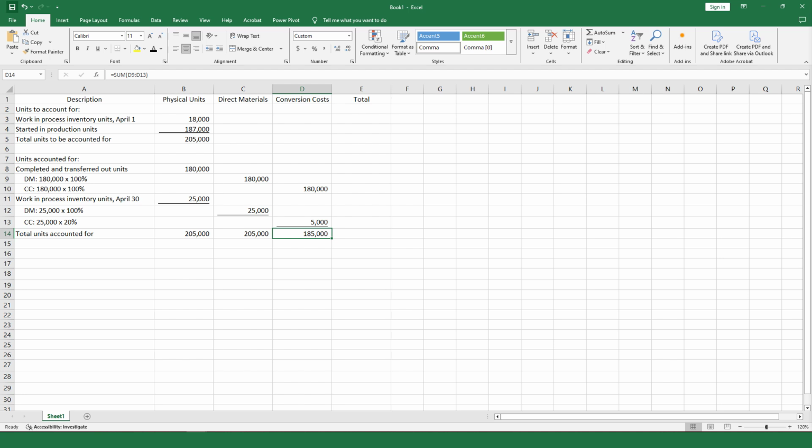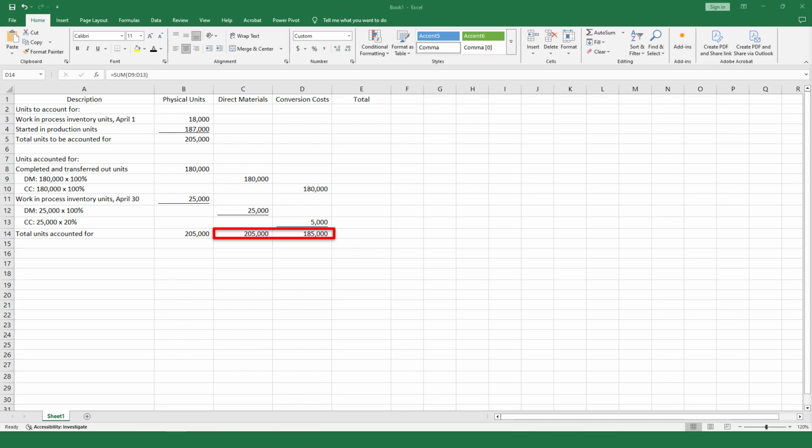That's because the ending work in process inventory at April 30th is only 20% complete for conversion costs. So 180,000 units completed and transferred out plus 5,000 equivalent units for ending work in process inventory is equal to 185,000 equivalent units. Now that we have the total amount of equivalent units for both direct materials and conversion costs, we have to determine the cost per equivalent unit.